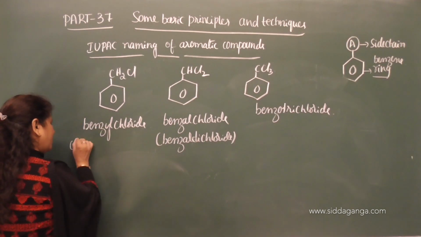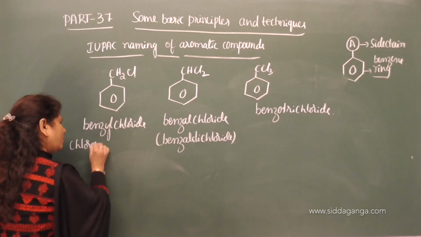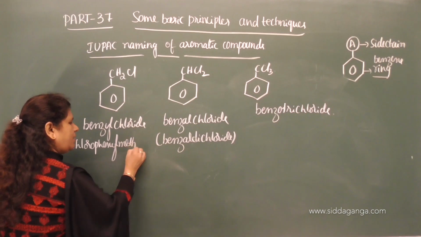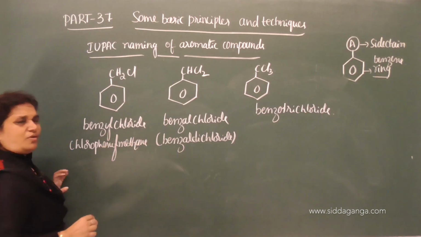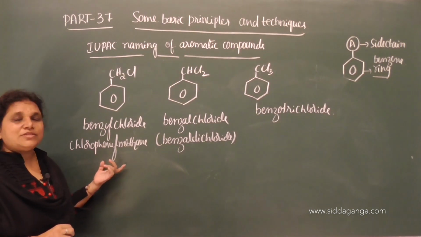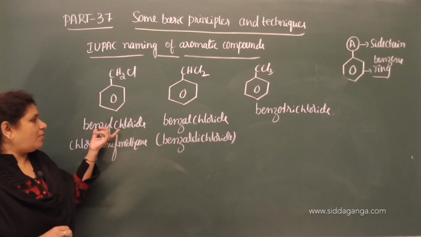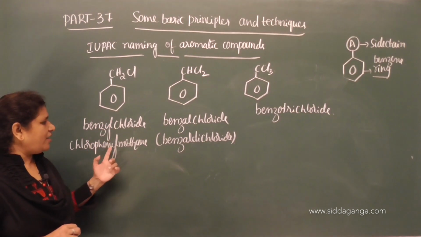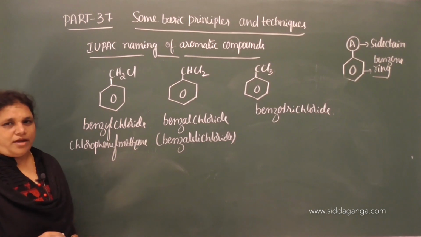What is the order? Chlorophenyl methane. Chlorophenyl methane is the IUPAC name, but we are not using this IUPAC name. Commonly we are using benzyl chloride. So, chlorophenyl methane is the IUPAC name.